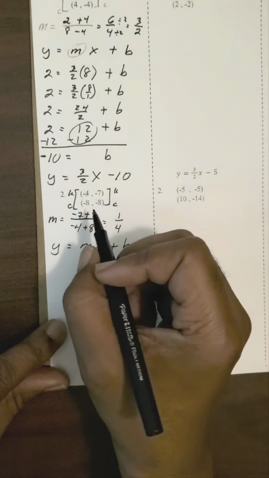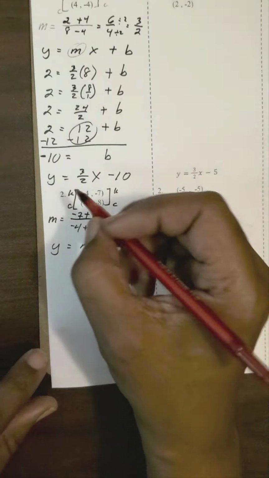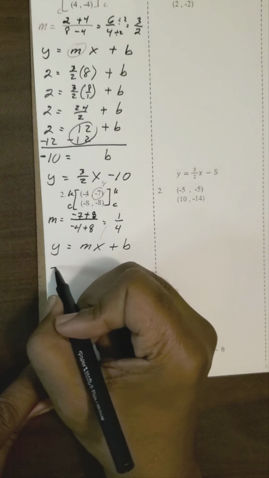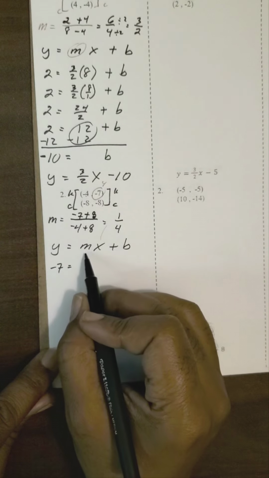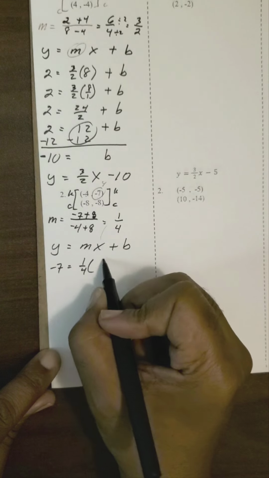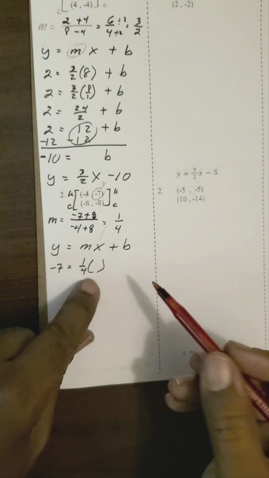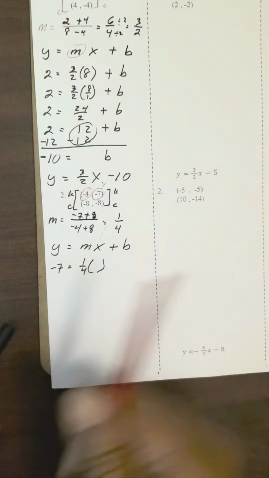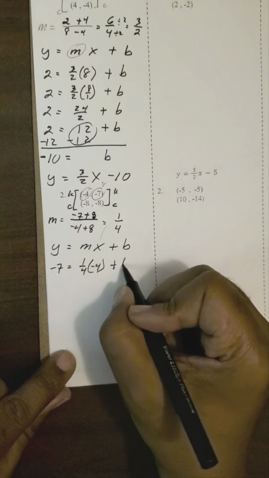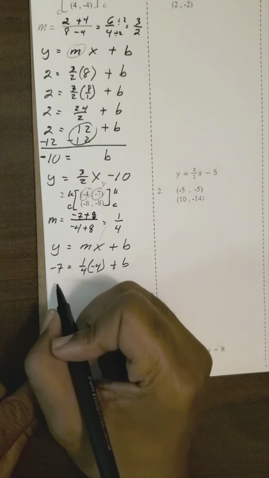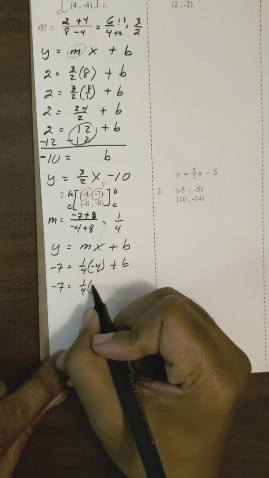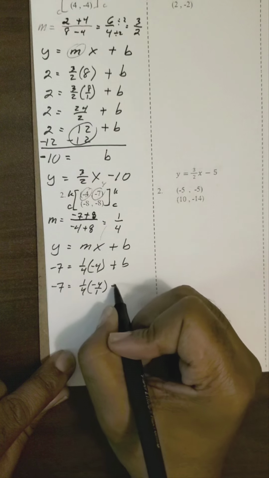And the y, we'll get the y from right here. That'll be -7. We'll get the m from right here, which will be 1 over 4. We'll get our x here from here, which will be a -4. And then plus b. So this will be a -7 equals 1 over 4 times -4 over 1 plus b.